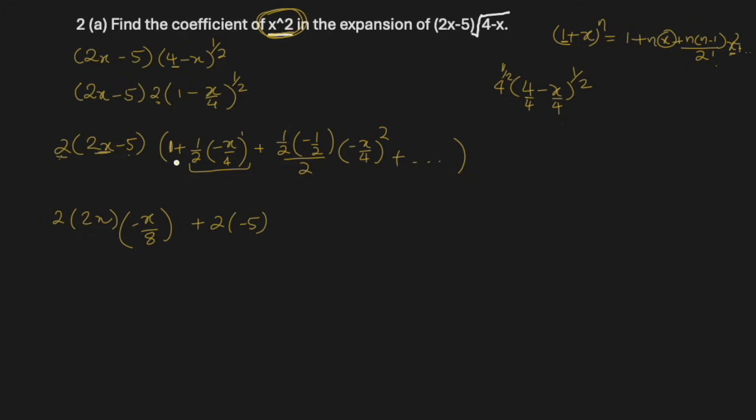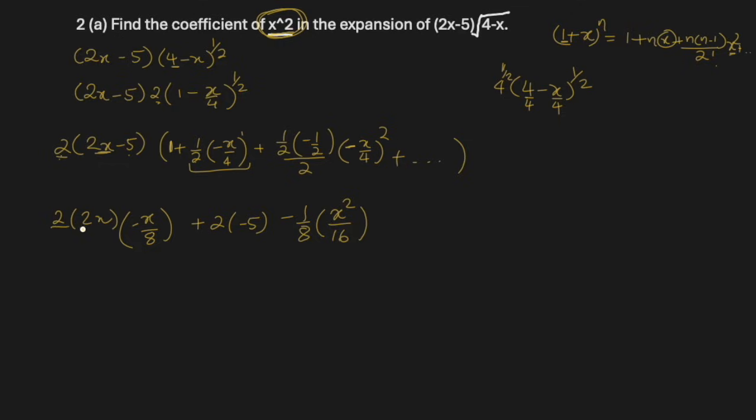And now which one should I select here so that I get x square? This one. So 1 over 2 multiplied by minus 1 over 2 is minus 1 over 4 divided by 2, which is minus 1 over 8. Here this square is applied to negative as well, so it will become positive x square and 4 square is 16. And there is no need to go further because we want only x square.